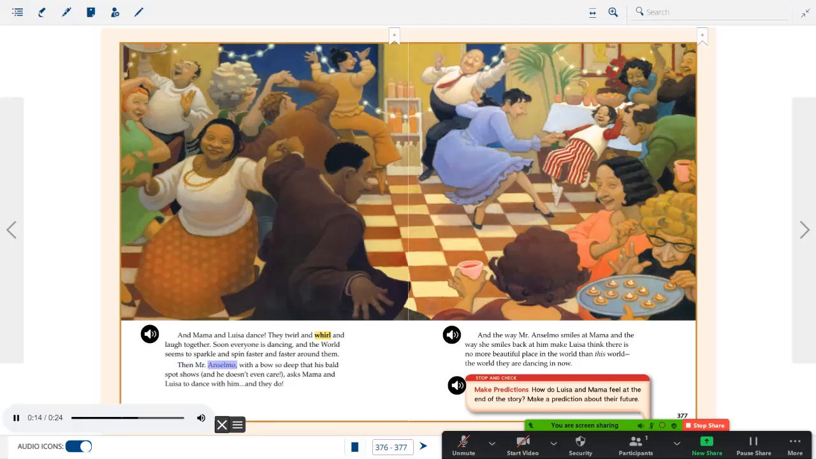Then Mr. Anselmo, with a bow so deep that his bald spot shows, and he doesn't even care, asks Mama and Louisa to dance with him. And they do. And the way Mr. Anselmo smiles at Mama, and the way she smiles back at him, make Louisa think there is no more beautiful place in the world than this world, the world they are dancing in now.